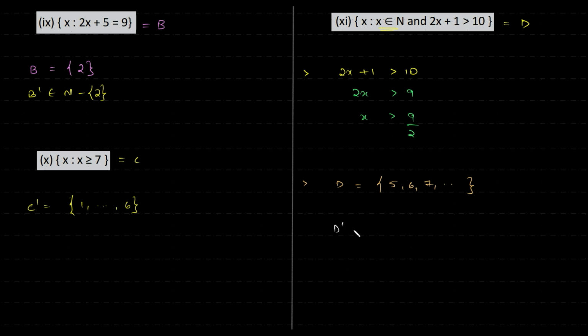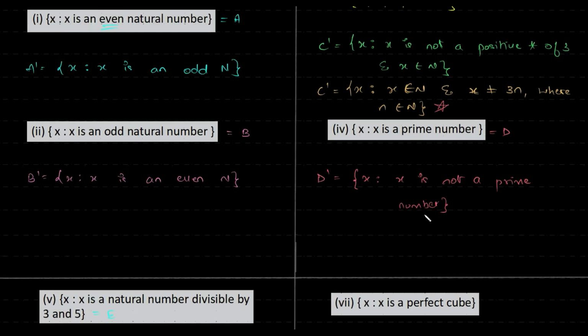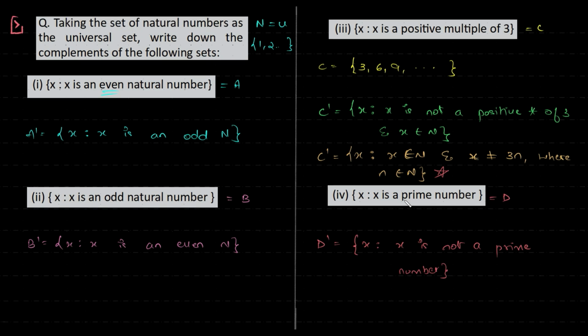Then D dash would be 1, 2, 3, 4. Does it make sense? Right? It is excluding 5 onwards, so I'm including 1, 2, 3, 4 over here. And this is your answer. Again, please learn to represent in this manner and this manner, and the logic behind it. How do you read it and how do you write it?